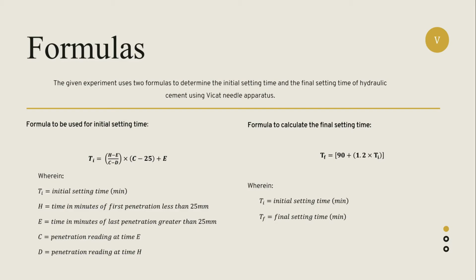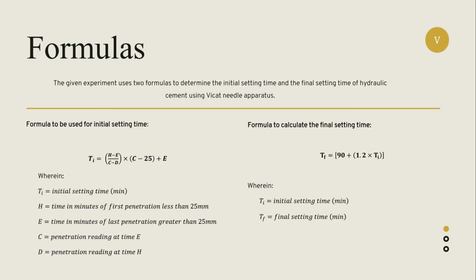multiplied by the quantity of C minus 25, plus E, wherein Ti is the initial setting time, H is the time in minutes of first penetration less than 25 mm, E serves as the time in minutes of last penetration greater than 25 mm, C will be the penetration reading at time E, and lastly D will serve as the penetration reading at time H. In this formula, please take note that 25 is constant.